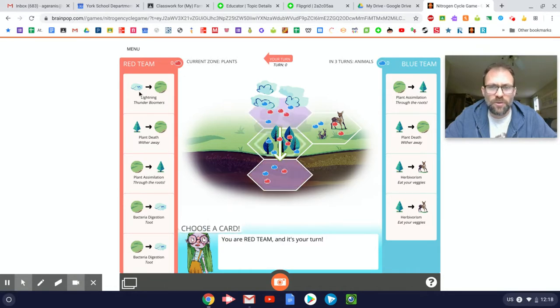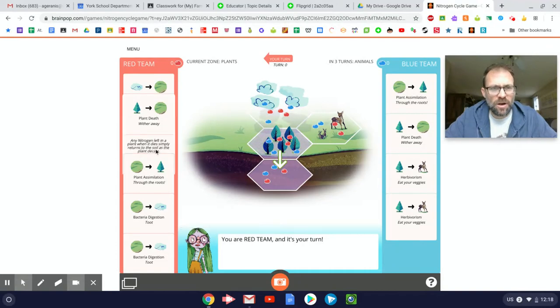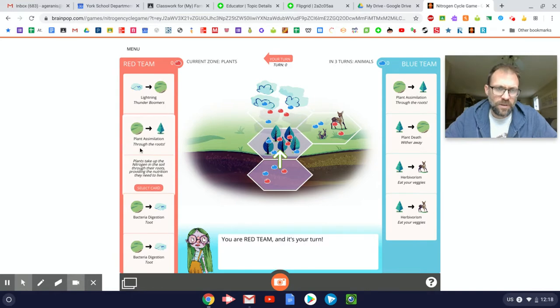So here we are with our red team and blue team, right? We have points that are going to score, cards that we can play, cards like lightning, plant death, plant assimilation, through the roots, bacteria digestion. If these words don't mean anything to you, click on the card and read more, right? So if plant assimilation sounds confusing, then read more. It says, through the roots, plants take up the nitrogen in the soil through their roots, providing nutrition they need to live. And so the nitrogen here is moving from the soil into the plants through their roots. We can understand that, even if the word assimilation sounds confusing at first.